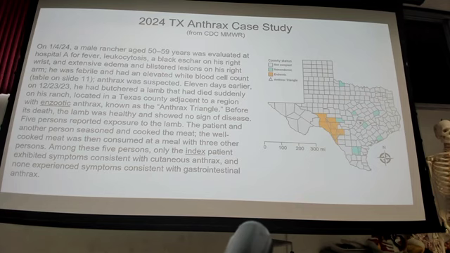When he originally presented on the 4th of January, so about 10 days post-exposure, he presented with fever, leukocytosis, a black eschar on his right wrist, and extensive edema and blistered lesions on his right arm. So out of that first sentence, what are some things that might tip you off to anthrax?